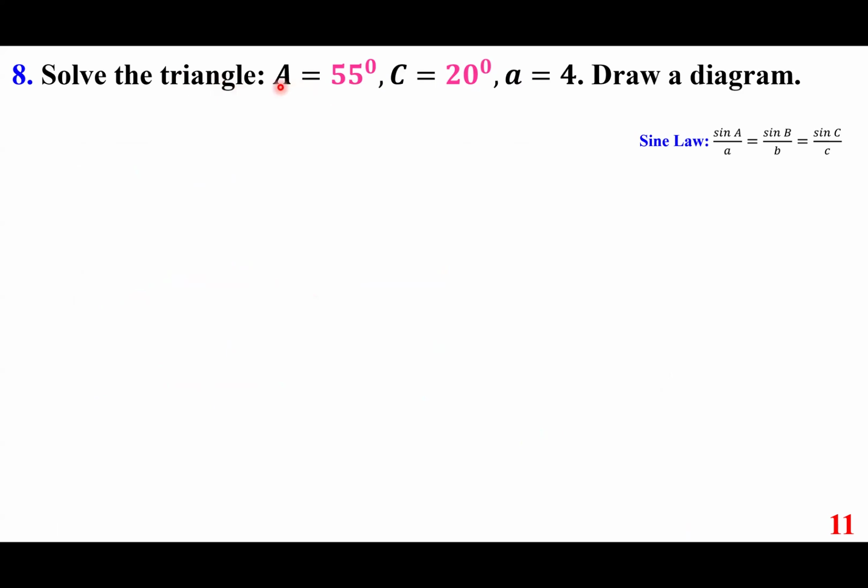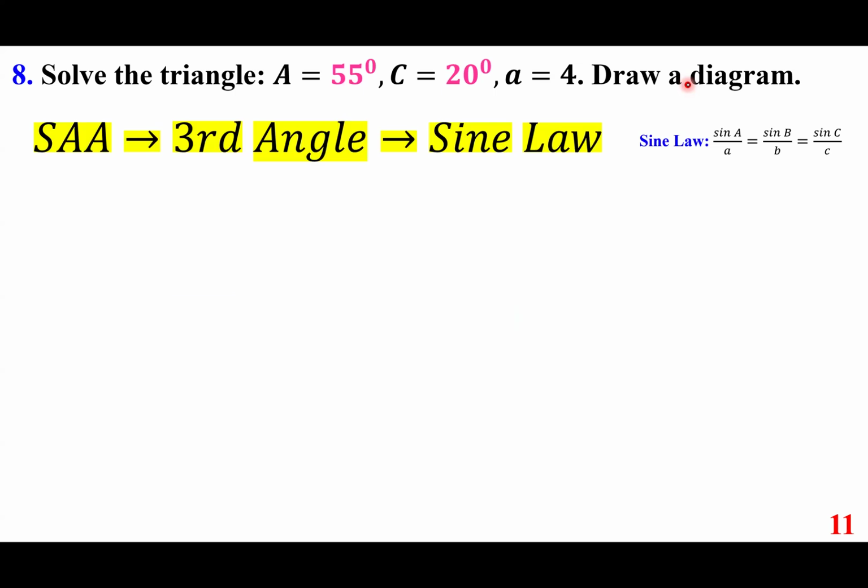We want to solve a triangle again. A is 55 degrees, C is 20 degrees, a is 4. Draw a diagram. So you use side angle. There are two angles given, okay, and one side. So basically, just like the previous one, as far as the drawing is concerned here, that helps everybody. This is 55, this is 20, and this side is 4.